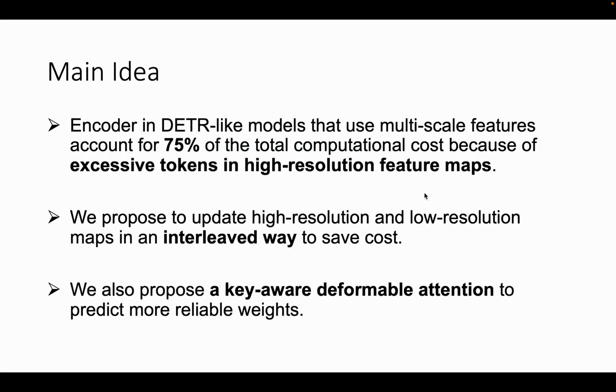The main idea is that the encoder in DETR-like models that use multi-scale features accounts for around 75% of the total computation cost, because of the excessive tokens in high-resolution feature maps. We propose to update high-resolution and low-resolution maps in an interleaved way to save cost. We also propose a key-aware deformable attention to predict more reliable weights.